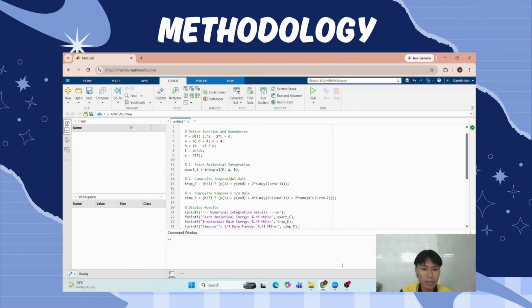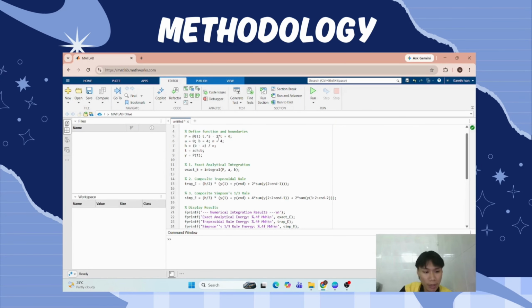Hello and hi, my name is Garrett Ho and my matrix number is BE32402. So today I will present the MATLAB simulation. In this demonstration, I will verify the energy calculation using MATLAB numerical integration techniques. First, I define the power function P(t) equals t to the power of 3 minus 2t plus 4. The integration interval is from 0 to 4 hours and the number of sub-intervals is set to 4.